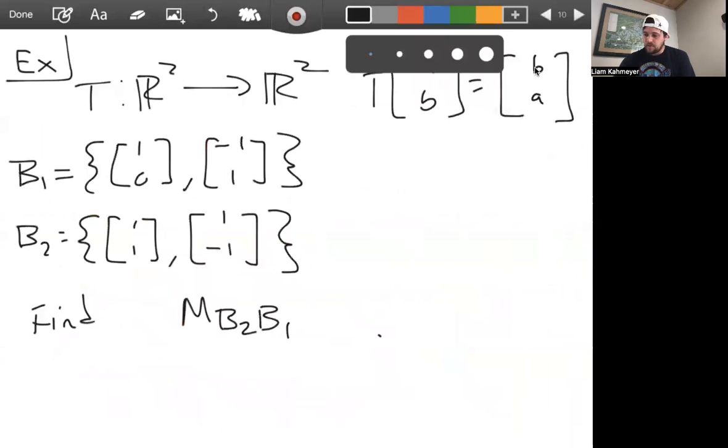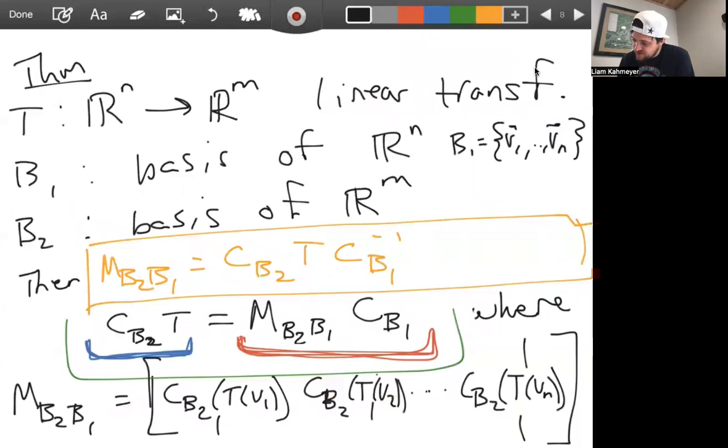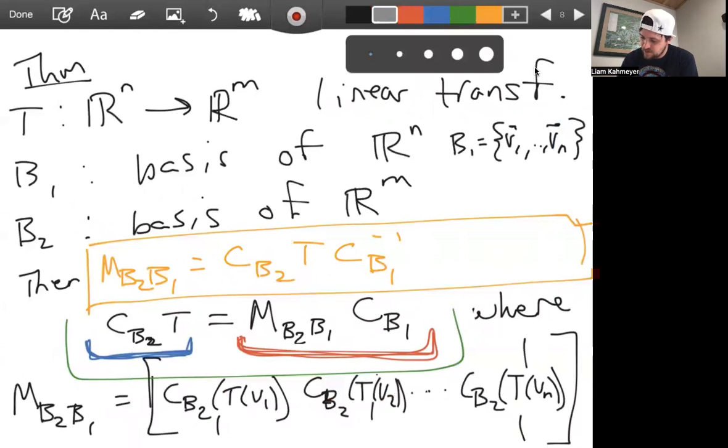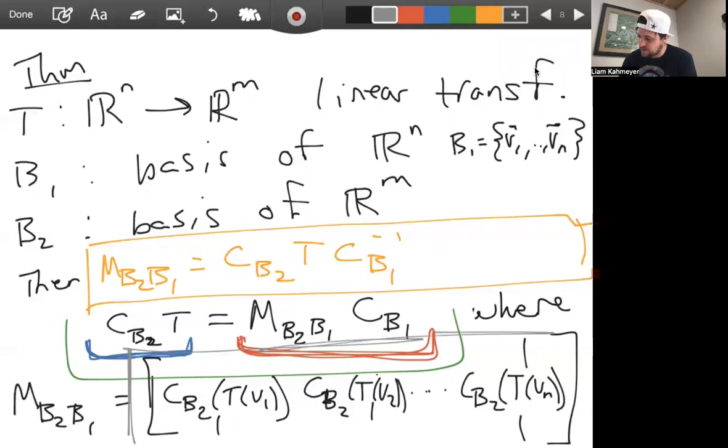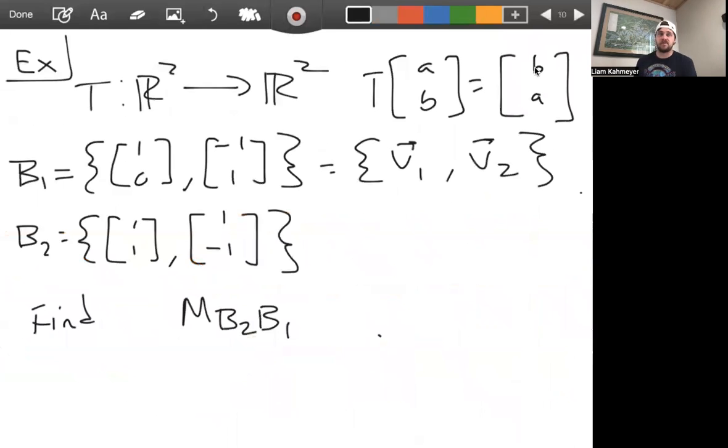So in this example, what do we need to find, right? We can also think about this M_B2,B1 as just this matrix here. Oh, let's use a different color. In gray here, we just need to find the C_B2 of T(v1). So first we need to find T(v1) through T(vn). So this is going to be our v1, v2, and we need to find the image of these basis elements under the transformation T.